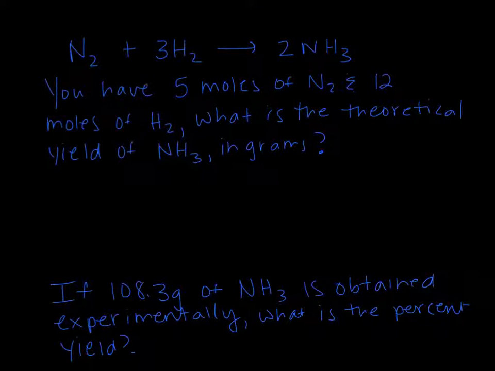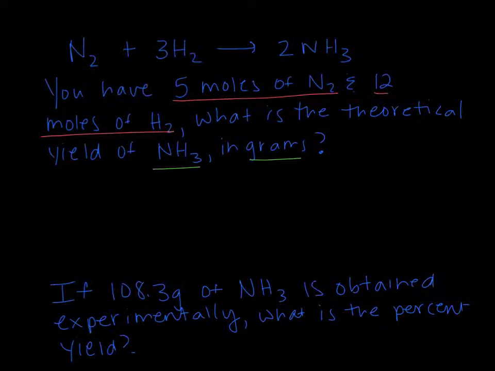Okay, so let's do one more problem. We have 5 moles of N2 and 12 moles of H2. What is the theoretical yield of NH3 in grams? So we're given 5 moles of N2, 12 moles of H2, and we're looking for the grams of NH3. Remember, theoretical yield is just what you would normally calculate.